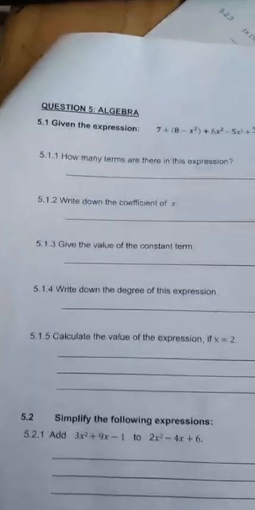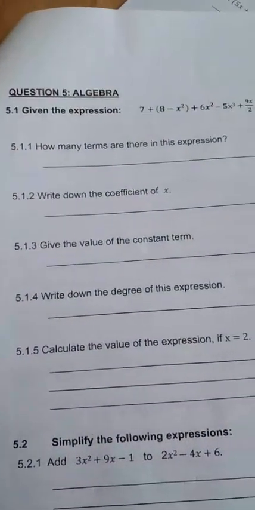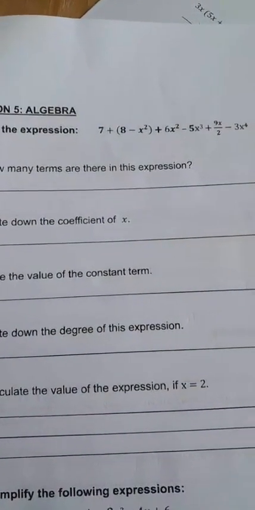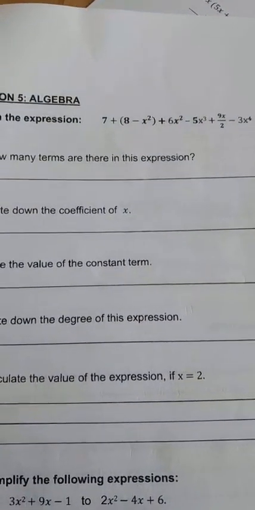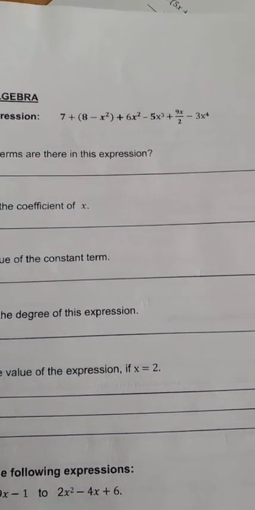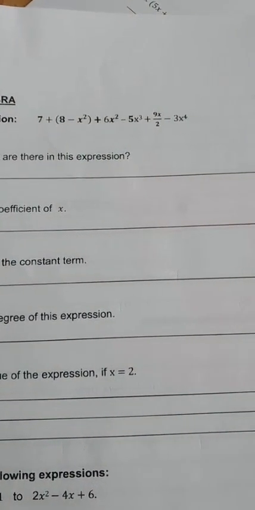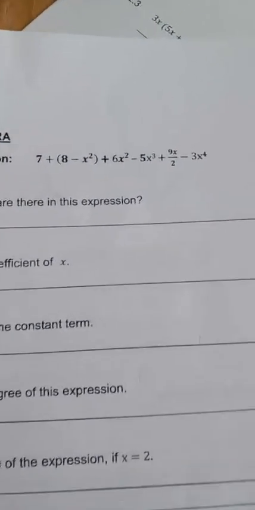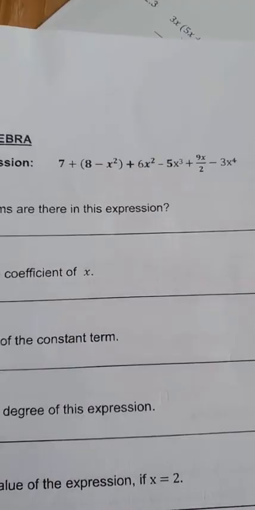Question 5 was algebra. Given the expression 7 plus brackets 8 minus x, the whole thing squared, plus 6x squared minus 5x cubed, plus 9x over 2 minus 3x to the power 4. First question, how many terms are there in the expression? Now I need you guys to respond. How many terms?